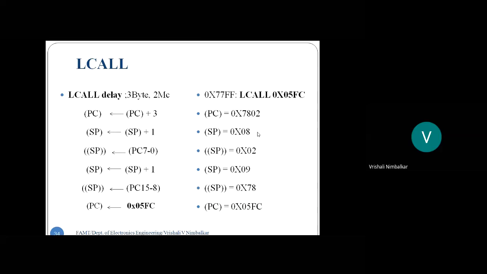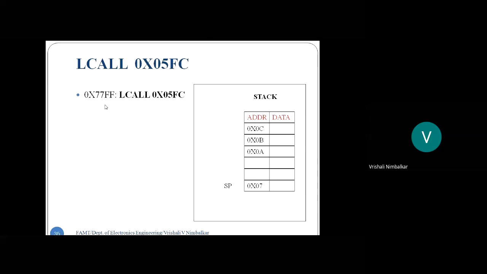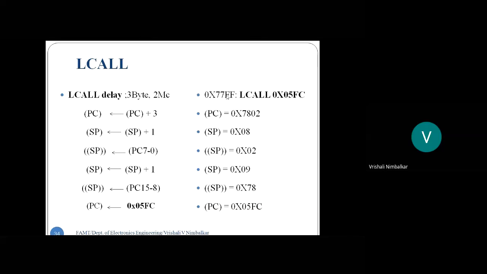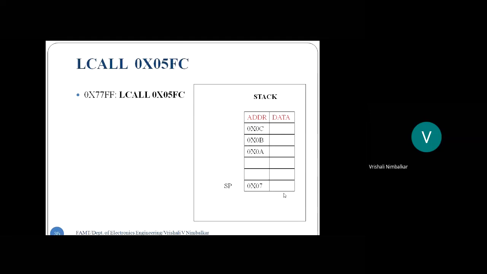Okay, so then we will see how the stack gets modified. Same example here, students. At 77FF we have written the LCALL instruction. Now let us see how the stack memory is getting modified. What is the stack? It's a part of internal RAM. It begins from 7 hex. While executing this instruction, see what is going to happen. First, PC plus 3, meaning the program counter becomes 7802. That's the return address. This address is to be saved on the stack.